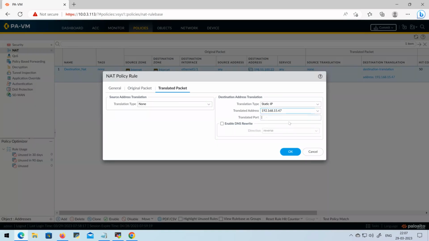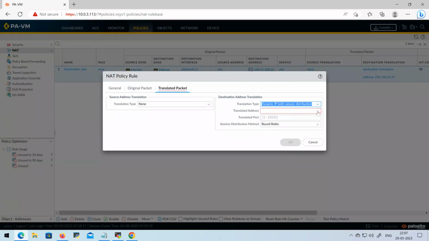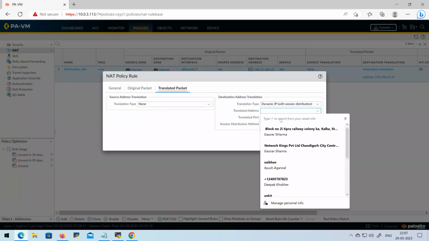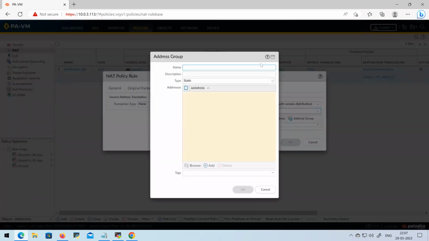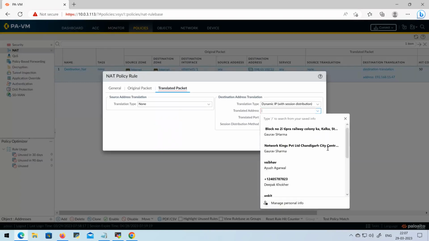What other types are available over here is dynamic IP. So in the dynamic IP, we can have a range. We can give a range again, so an address group. Do we have a range? No. Let's create.